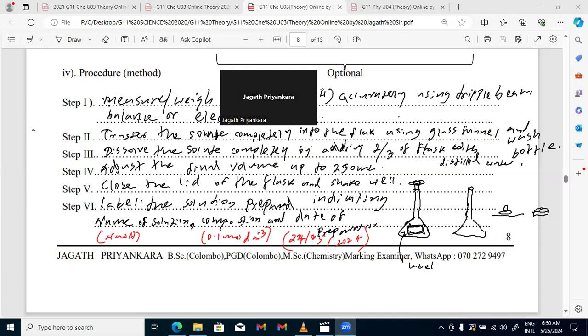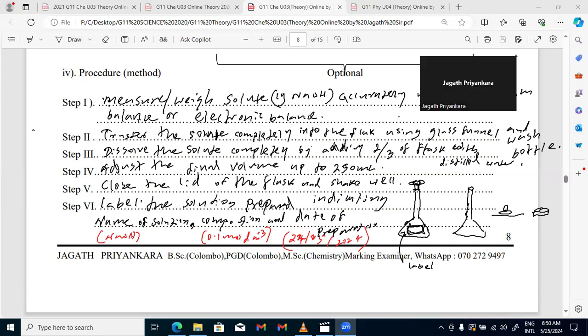Okay. Volumetric flask. Done. No need to memorize. Just remember the order. First, you have to weigh the mass accurately. Then you have to transfer it completely. Then you have to dissolve it using a small amount of water, 2/3 of the glass. And then you have to adjust the level up to the final volume. And you have to close the lid, shake well and label it. That's it.